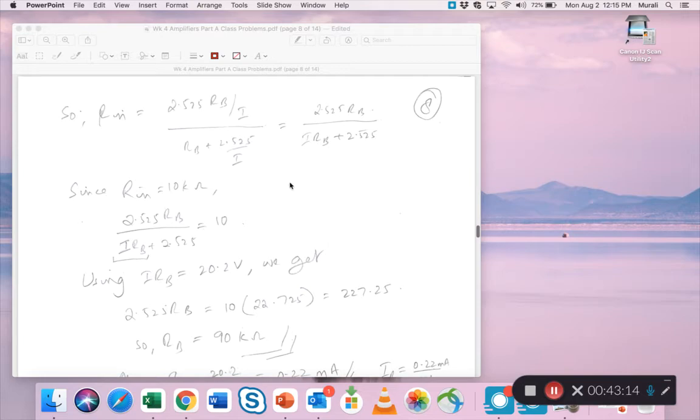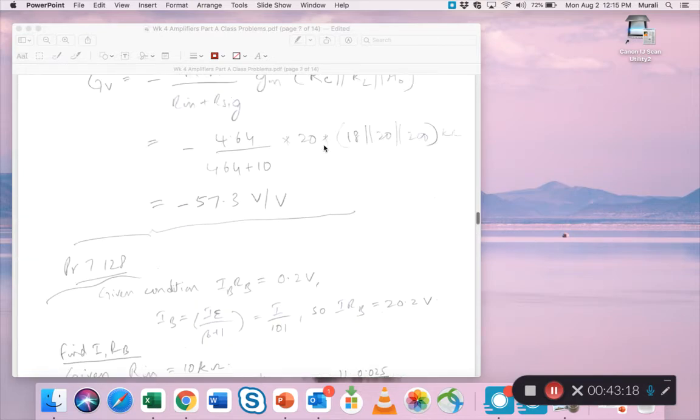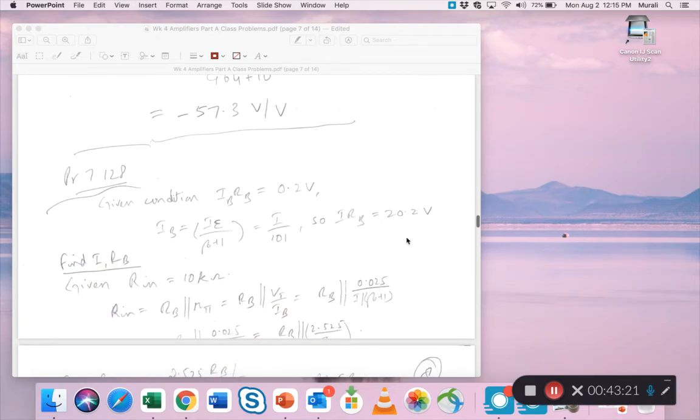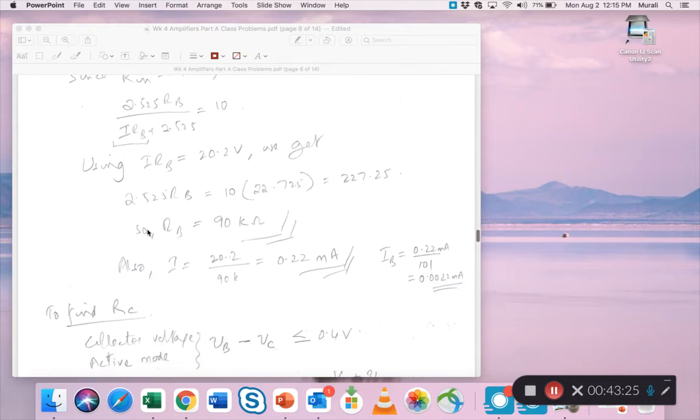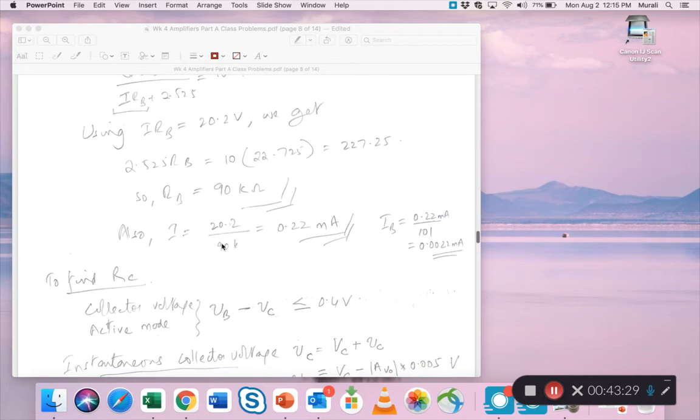So if you manipulate this, I RB is derived here as 20. So if you substitute that I RB, you can solve for RB. Based on that, you can then solve for I. Okay. So we've derived the biasing current I. We've also derived the IB.